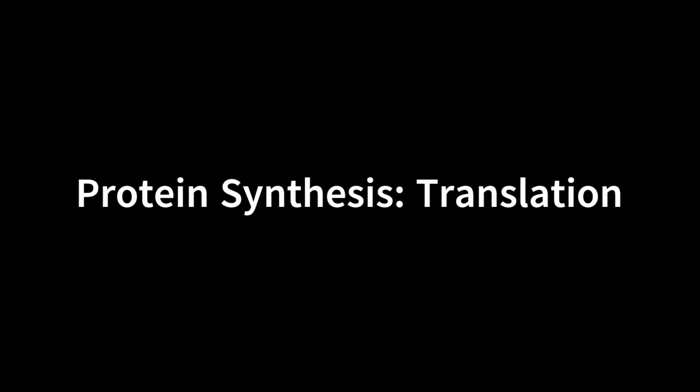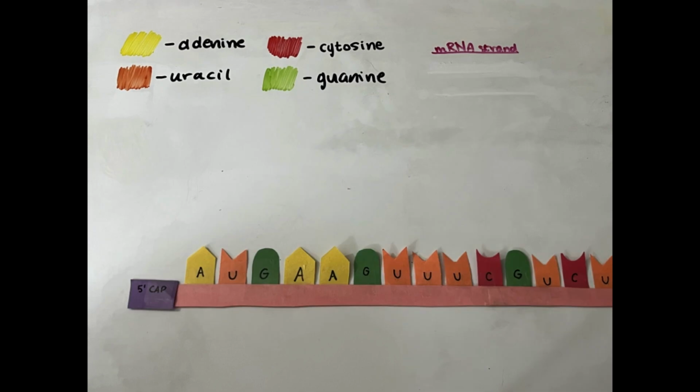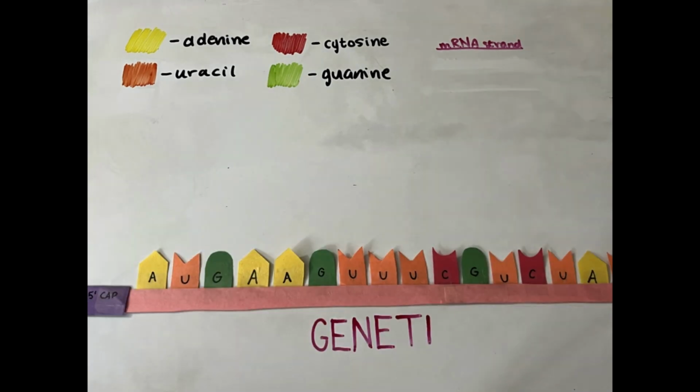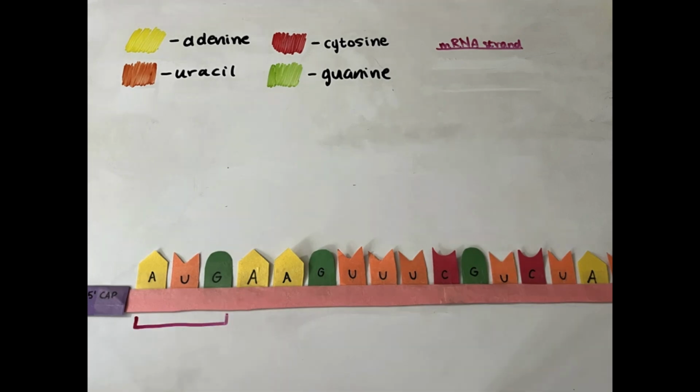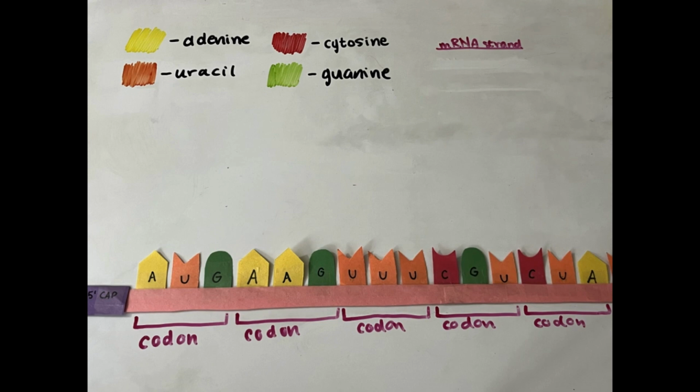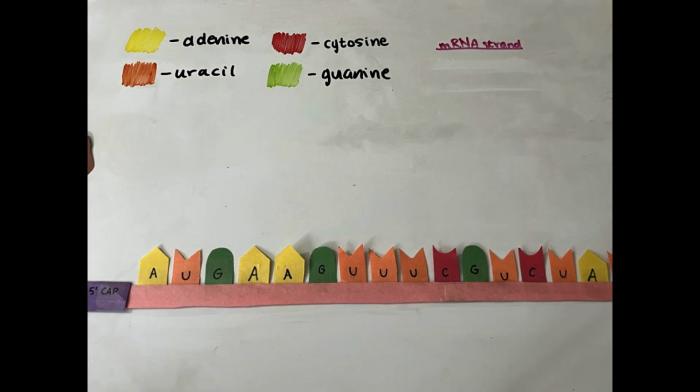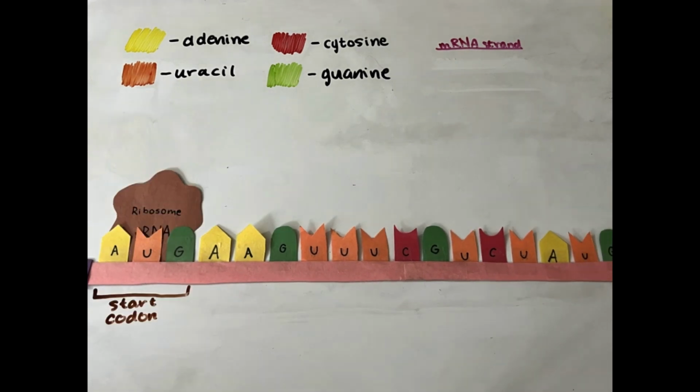Protein synthesis, translation. The 4 bases of RNA form a language with 4 letters, A, U, C, and G, representing the nitrogenous bases. This language is called a genetic code, which reads 3 bases at a time, also known as a codon. Translation is the process of decoding or translating the mRNA genetic code to form polypeptides and eventually proteins.